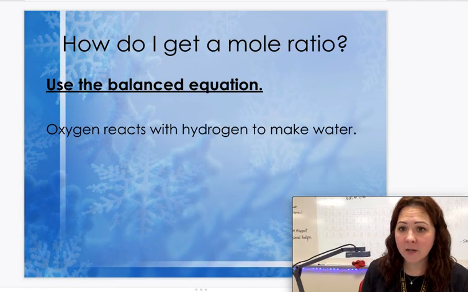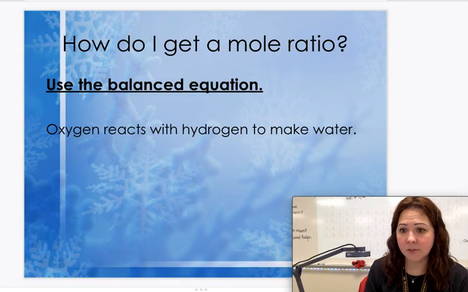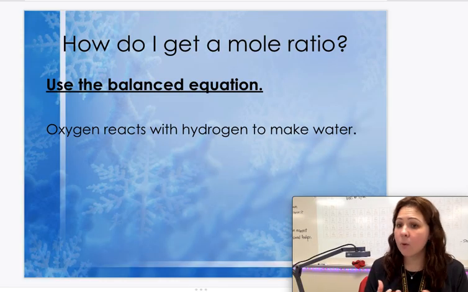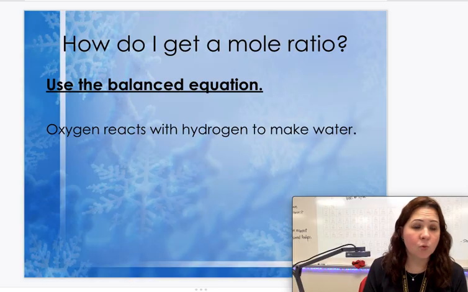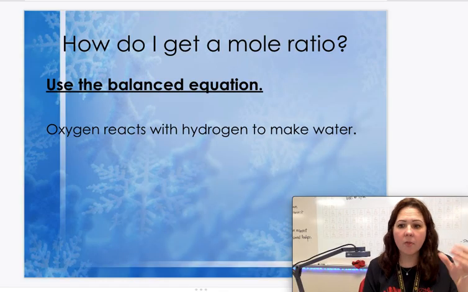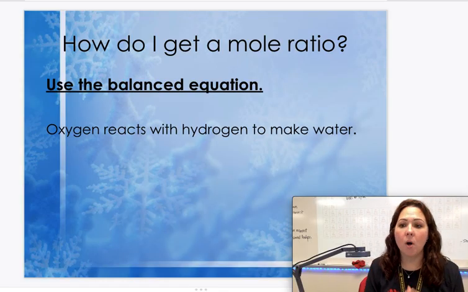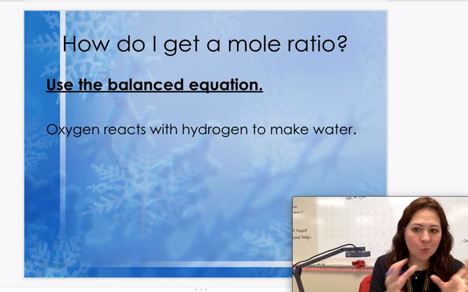So when you're finding your mole ratios, we have to have a balanced reaction. And how we read balanced reactions before is one molecule and another molecule, or one particle, or whatever you're dealing with.